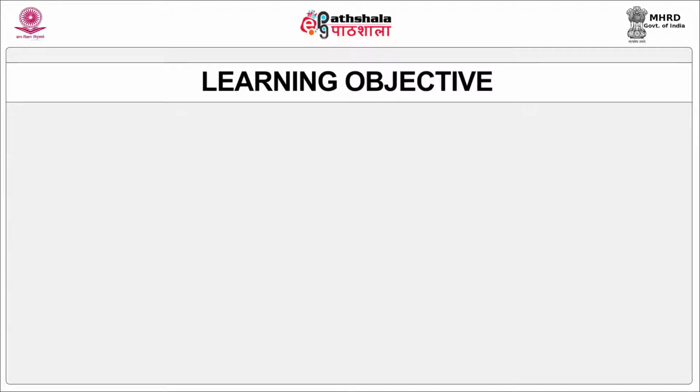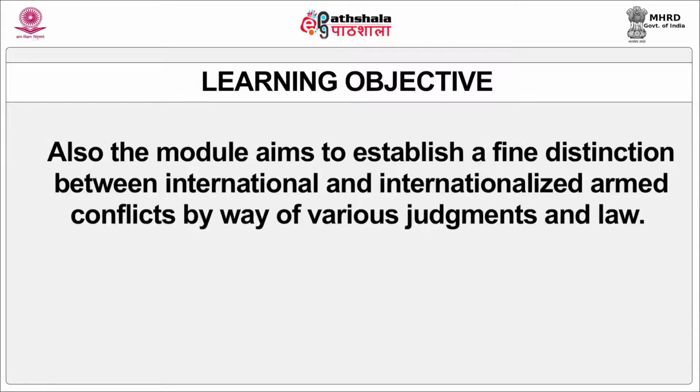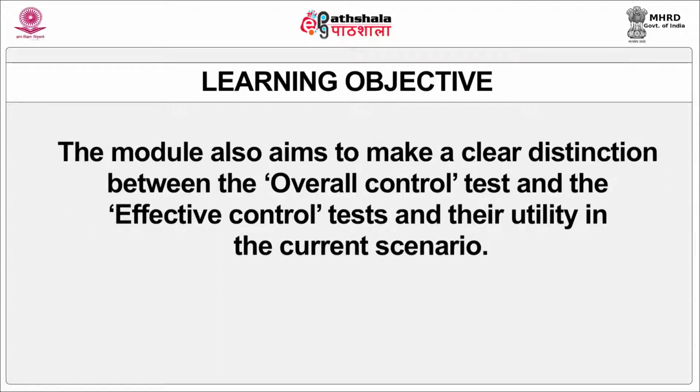Learning objective. The objectives of this module are to make the readers understand the difference between the three types of armed conflicts. Also, the module aims to establish a fine distinction between international and internationalized armed conflicts by way of various judgments and law. The module also aims to make a clear distinction between the overall control test and the effective control test and their utility in the current scenario.